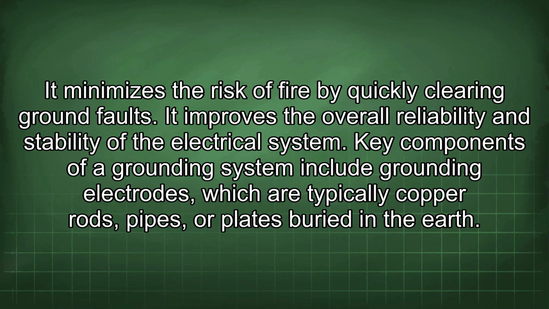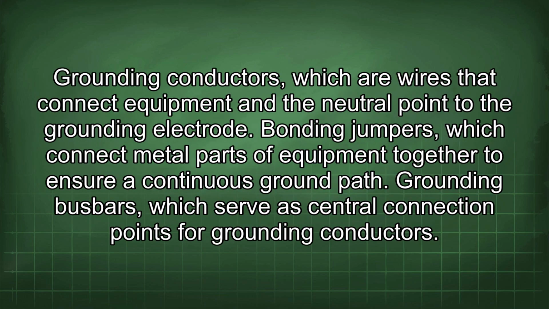Key components of a grounding system include grounding electrodes, which are typically copper rods, pipes, or plates buried in the earth. Grounding conductors, which are wires that connect equipment and the neutral point to the grounding electrode. Bonding jumpers, which connect metal parts of equipment together to ensure a continuous ground path. Grounding bus bars, which serve as central connection points for grounding conductors.